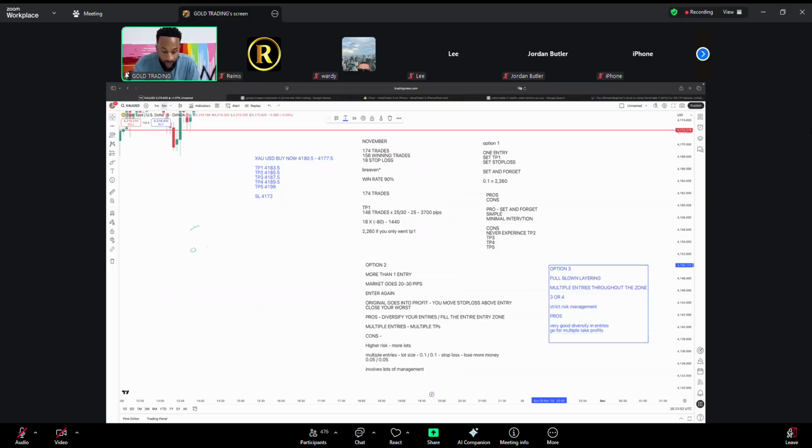However, the cons are that it involves more risk, because you're entering the market more. It involves more entries, which ultimately means significant management. So in option number 3 as a scenario, you are going to be managing these trades constantly, and this is for individuals who are extremely experienced.